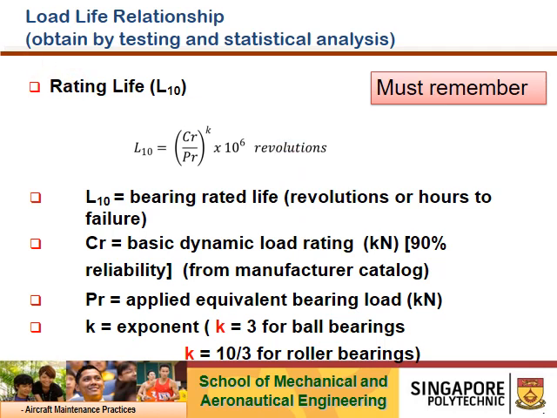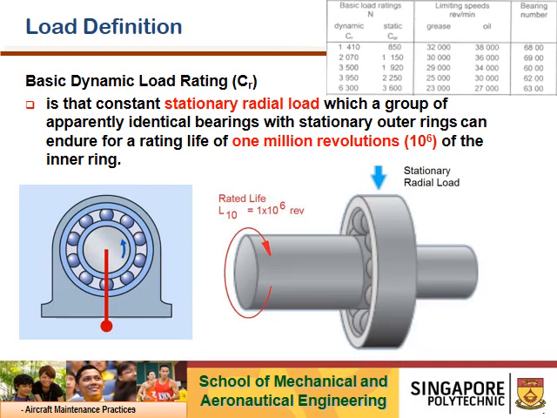So let's move on. So this CR we refer to is the basic dynamic load rating, that constant stationary radial load which a group of apparently identical bearings with a stationary outer ring can endure for a rating life of 1 million revolutions.